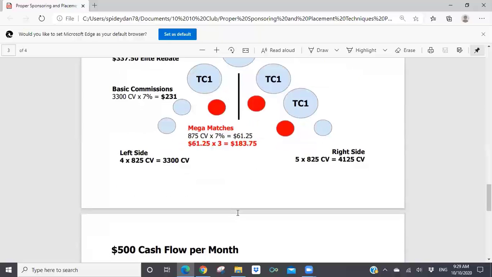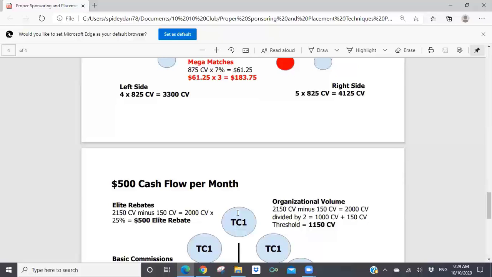Well, last week we showed you what would happen with $500 in cash flow. What's the formula? Whatever the amount that they want to earn, you multiply it by 4 and add 150. So in this case, if I want to earn $500 in cash flow on a monthly basis through elite rebates, I multiply the $500 times 4, which is 2,000, and add 150 CV. Why do we add the 150? Because that's the threshold. The elite rebates are paid out on a weekly basis, but at the end of the month, I finish out the month with 2,150 CV.